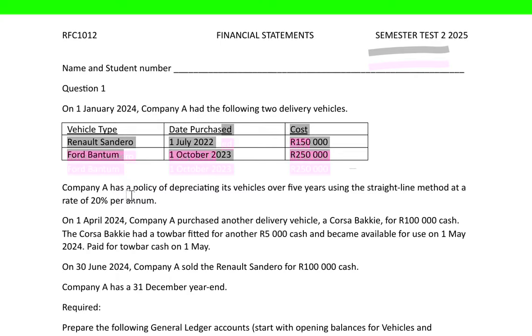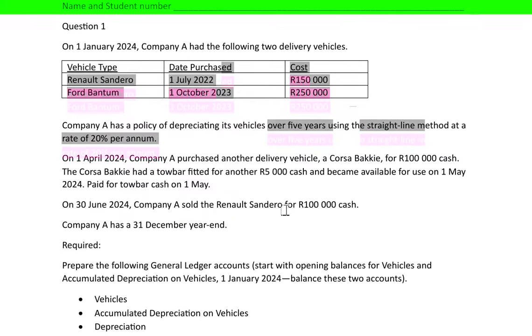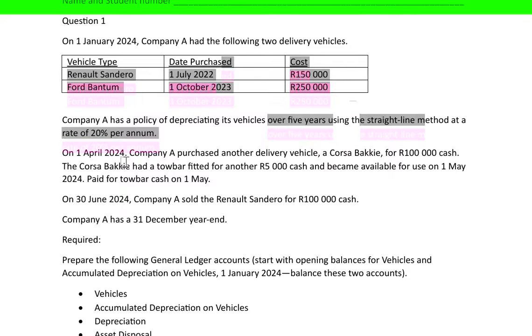So Company A has a policy of depreciating its vehicles over 5 years using the straight line method at a rate of 20% per annum. So their details. Then on the 1st of April 2024, Company A purchased another delivery vehicle. So this is actually in the current year, 1st of April 2024. The company purchased another vehicle for 100,000 Rand cash.